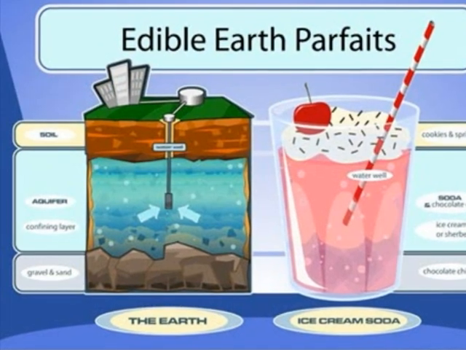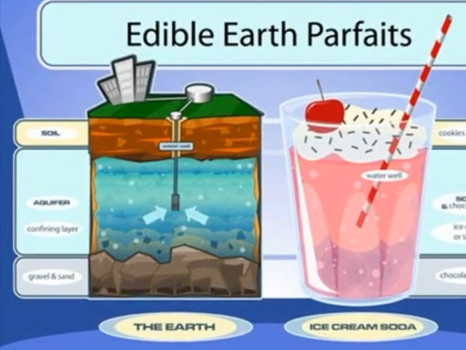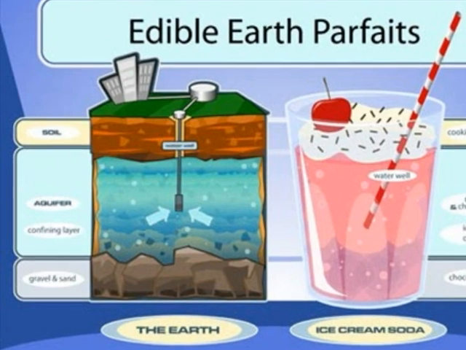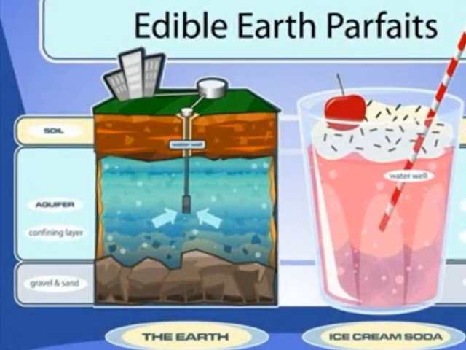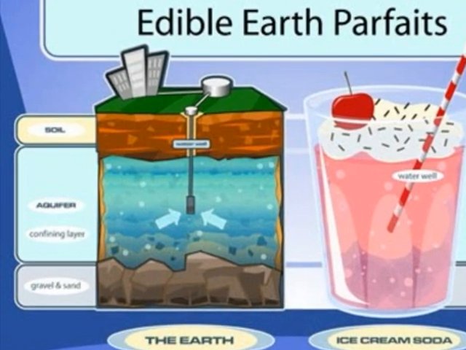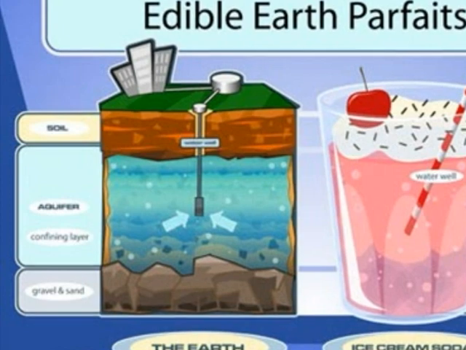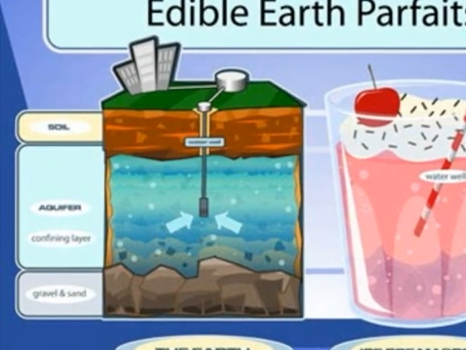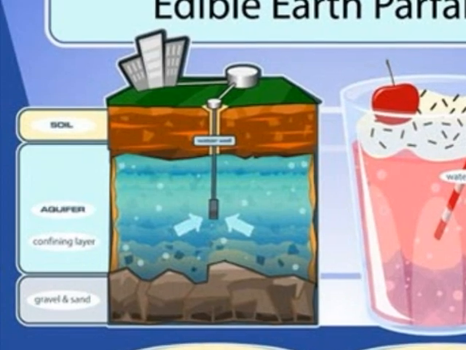Today we are going to make an edible aquifer. First we will start by taking this large clear cup. We will add the bottom layer, which consists of gummy bears and chocolate chips. They represent the rocks and sediment. Then we will pour in some Sprite. Look at how the Sprite fills the spaces in the bottom of the lower aquifer.